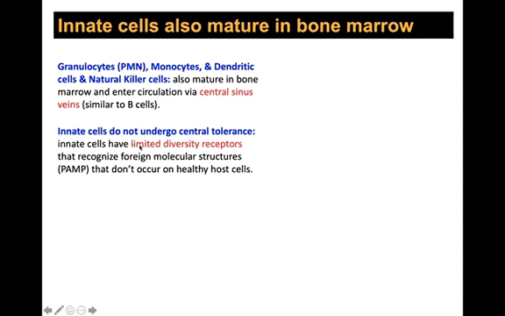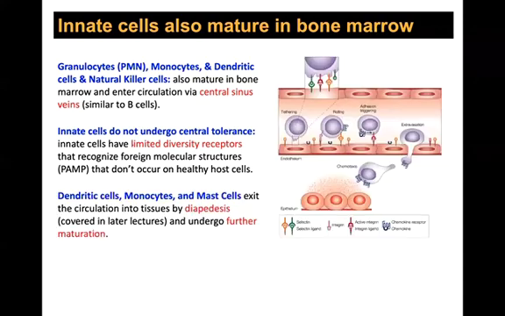So they don't have to do this central tolerance because they have very limited diversity receptors. And we'll actually talk about during T cell development that there's even some T cells that don't have to undergo negative selection. Okay, and so they're recognizing foreign structures. Those don't occur on your healthy cells in your body.